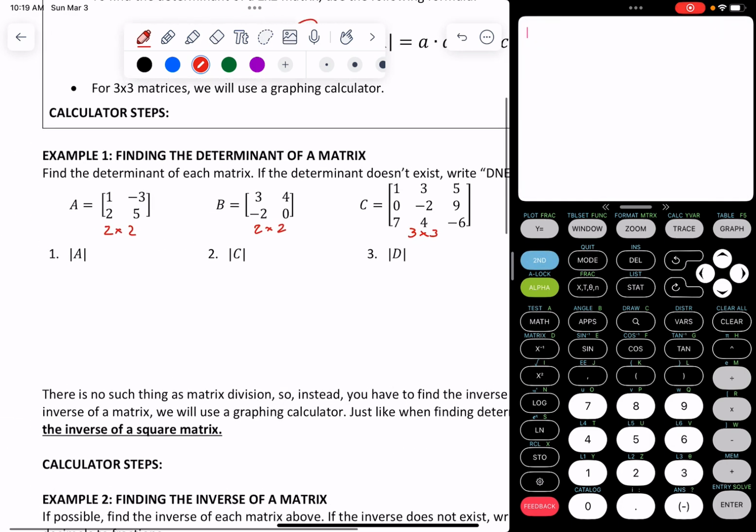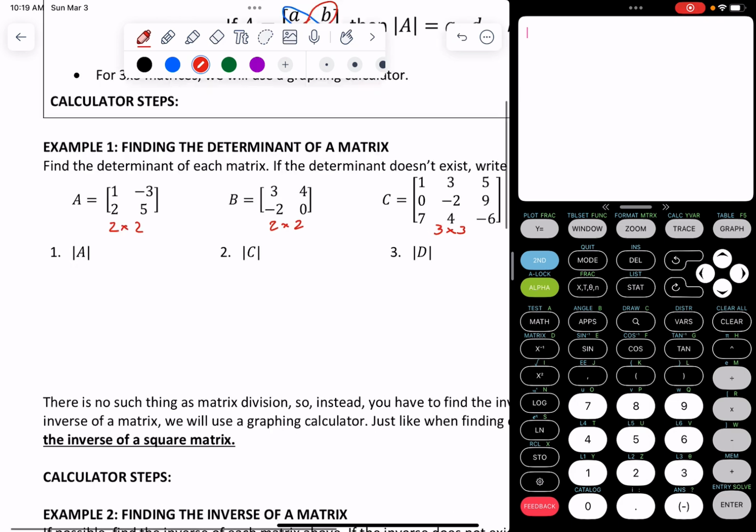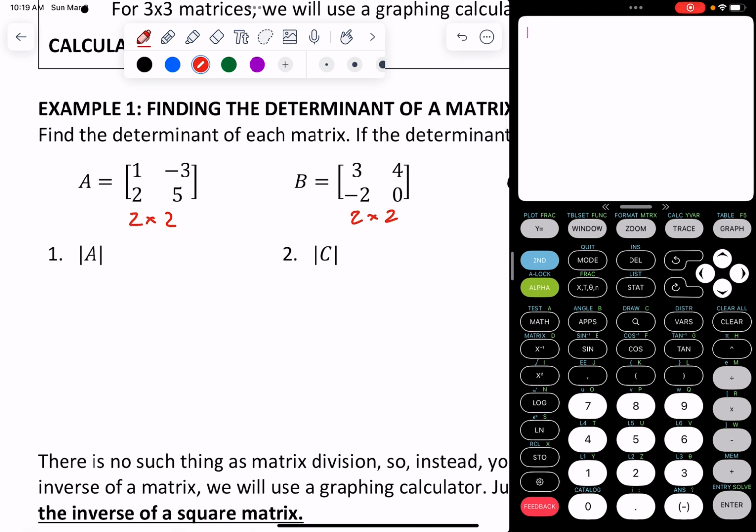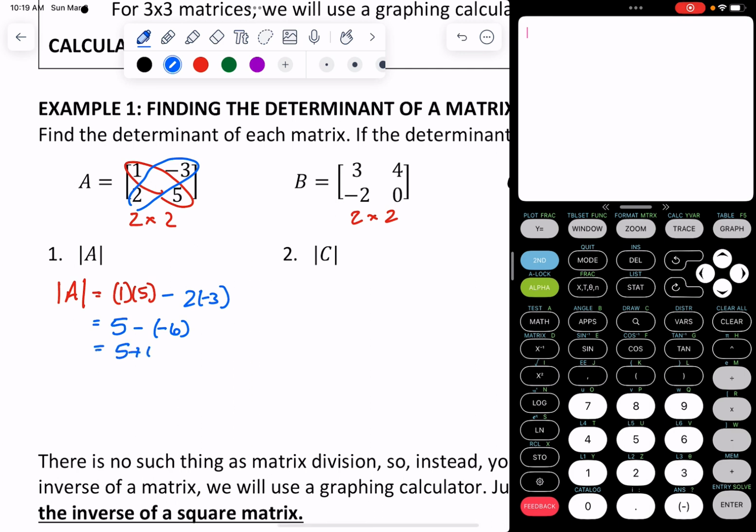Now, for these, I said you can find 2x2 by hand. So if we want to find the determinant of A, we would multiply this times this minus that times that. So that would give us 5 minus -6. So 5 plus 6 gives us 11, right? So the determinant of A is 11. And again, we can find that in a calculator.